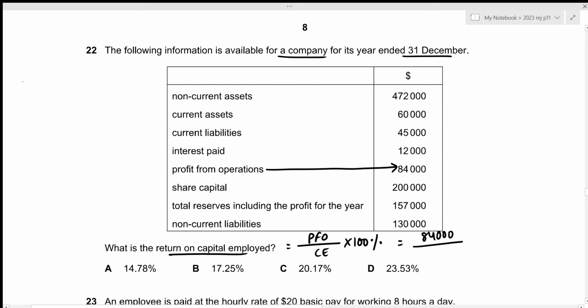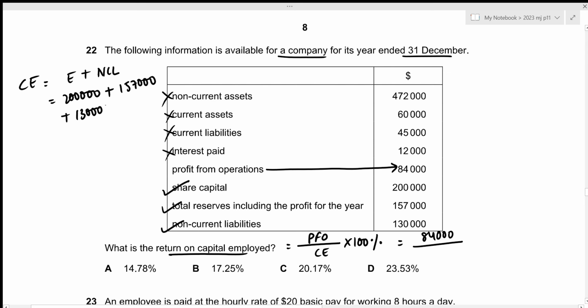Now let's figure out our capital employed. Capital employed is our equity plus non-current liabilities. Okay, this is non-current assets, current liabilities, interest paid. We have share capital, which is part of the equity, that's 200,000. We have total reserves, which is again part of our equity, so that's 157,000. Then there are non-current liabilities, so that's plus 130,000. This gives the total for our capital employed to be 487,000.